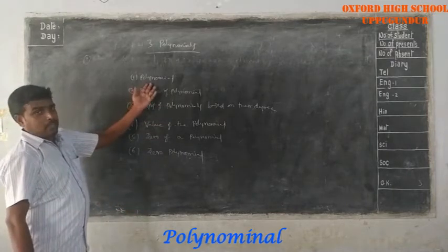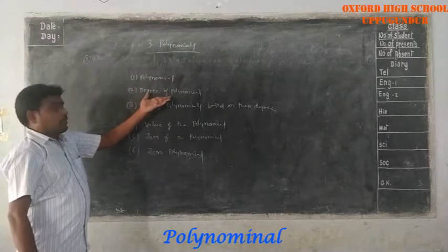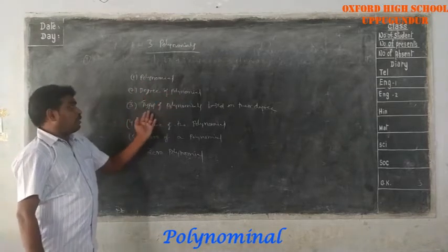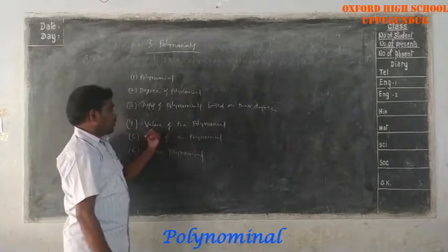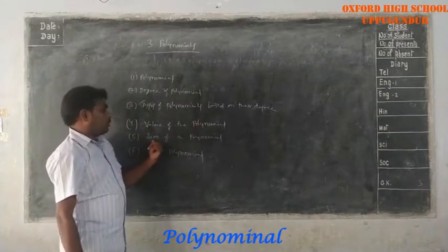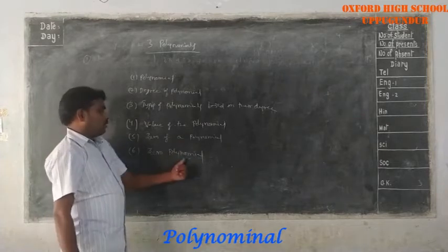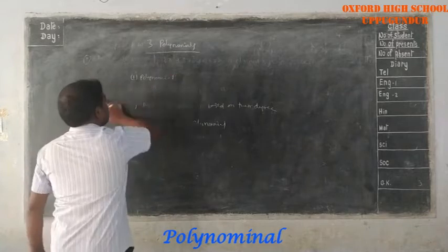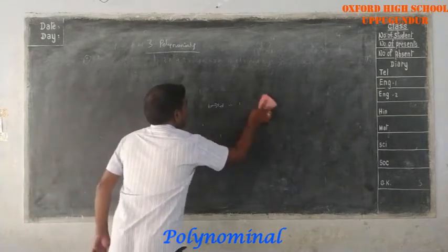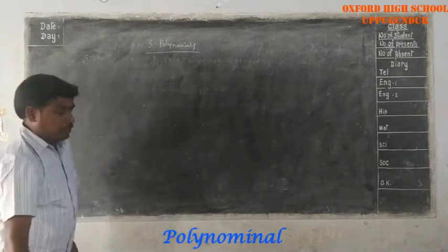What is a polynomial? What is the degree of a polynomial? How will you find the degree of any polynomial? What are the different types of polynomials based on their degree? What is the value of the polynomial? What is zero of a polynomial? What is zero polynomial? First, polynomial.